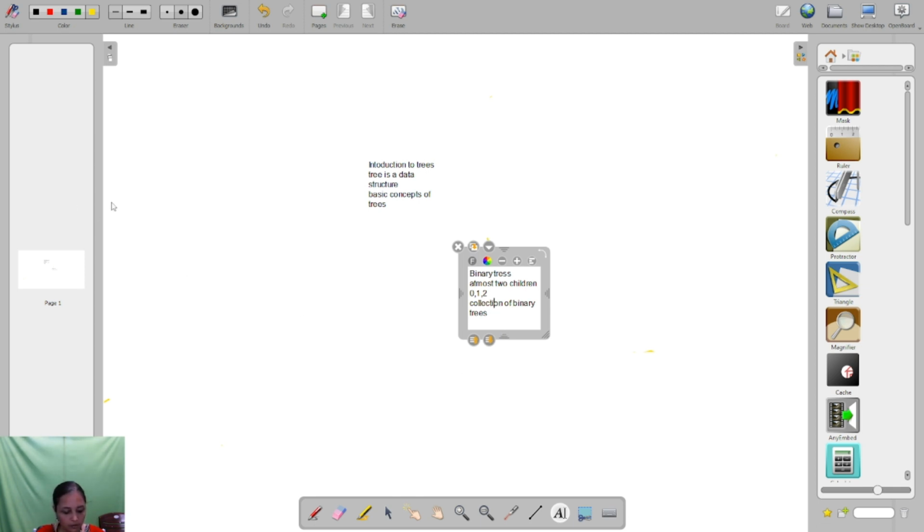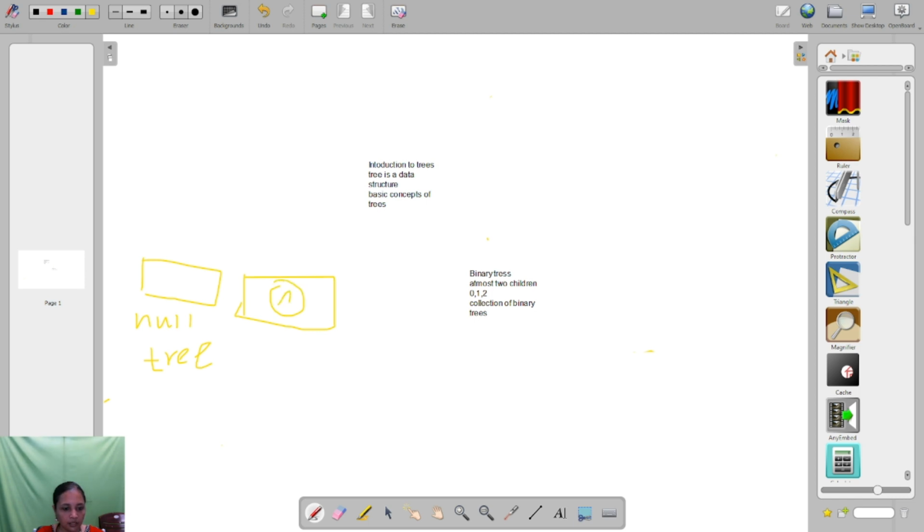Collections of binary trees. Here I will draw. First, this one is the first one. Here no node is present. So this is called a null tree. The next one contains node A. So this is also a binary tree.